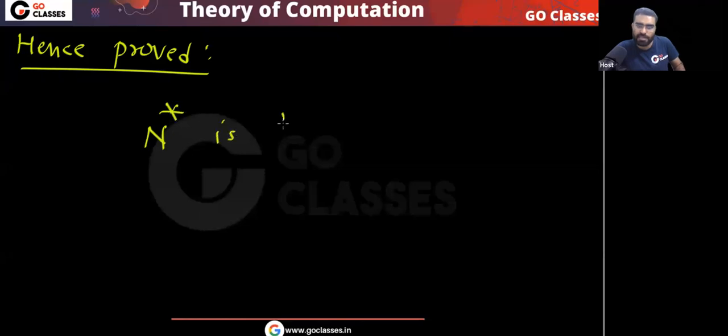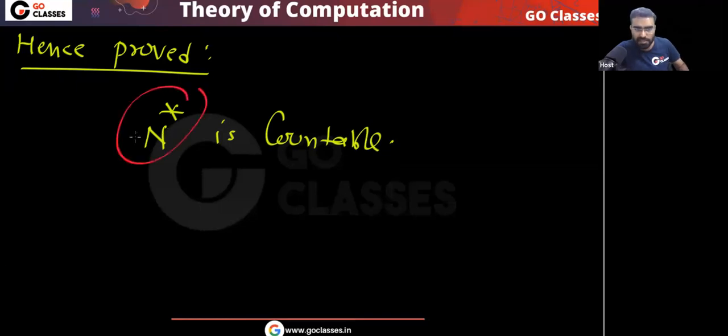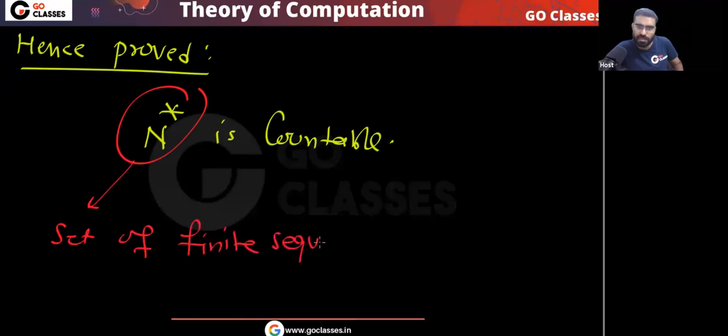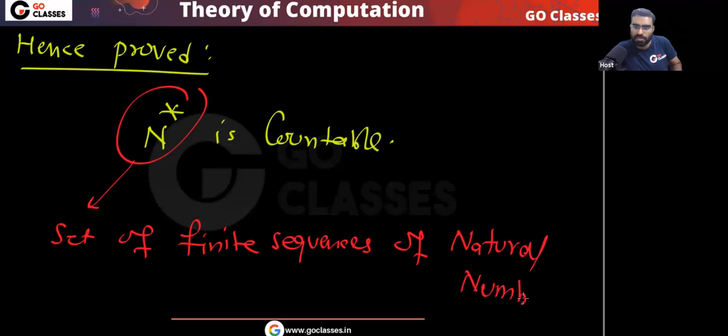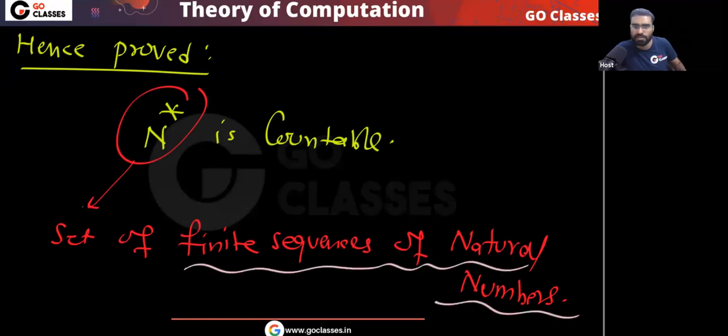What did we prove? Tell me. Hence we have proved that this n star is countable. And what is n star? Remember, this is the set of finite sequences of natural numbers. So this is countable.